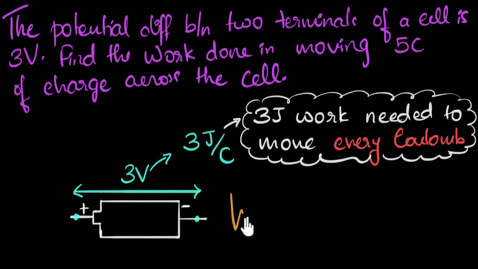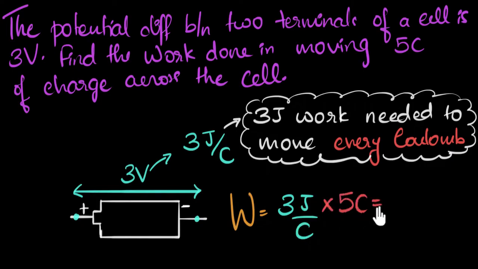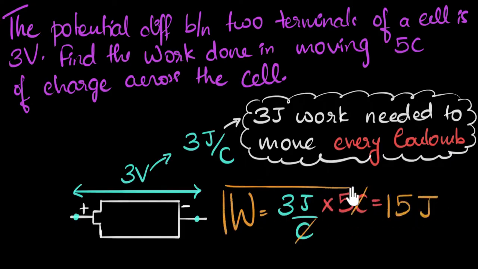So work done would be 3 joules per coulomb. This is 3 joules for every coulomb. But since we are moving 5 coulombs, we multiply it by 5. And that would be, the coulomb cancels, that would be 15 joules. So we need to do 15 joules of work to move 5 coulombs across.